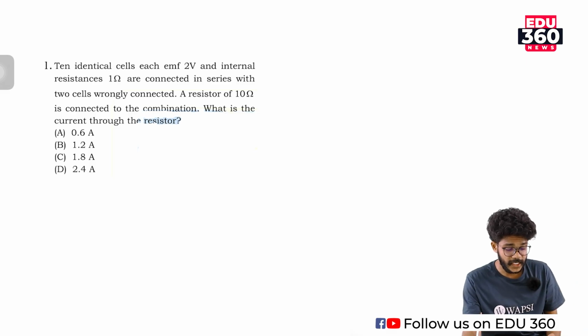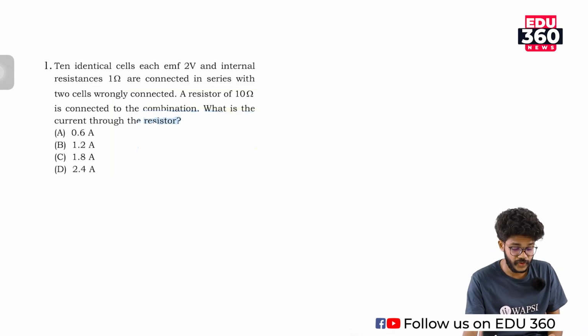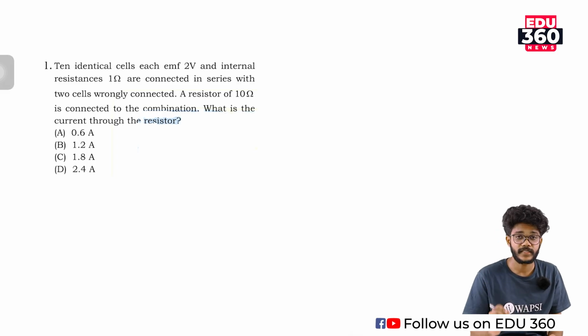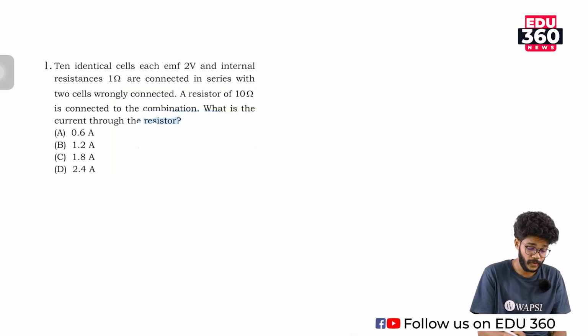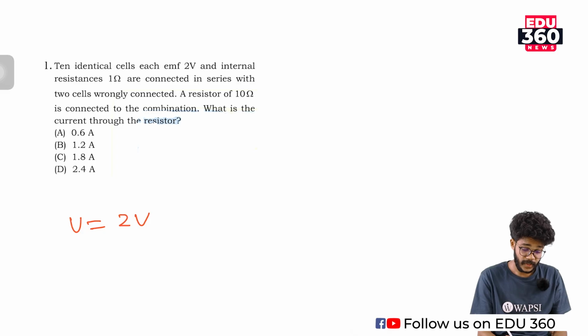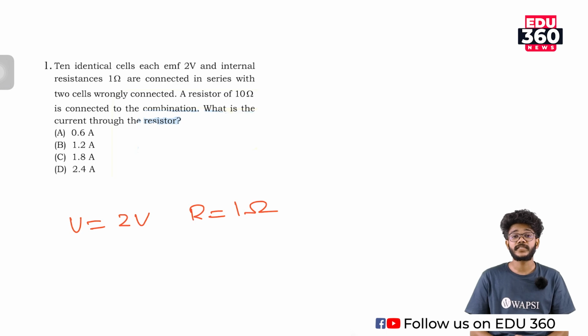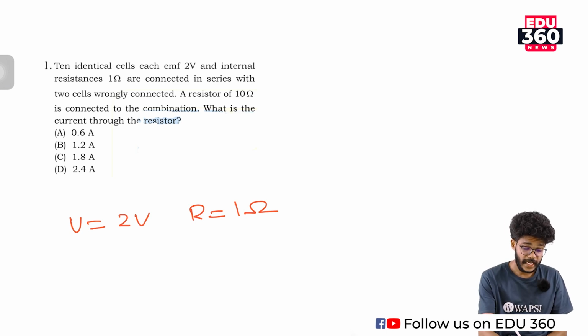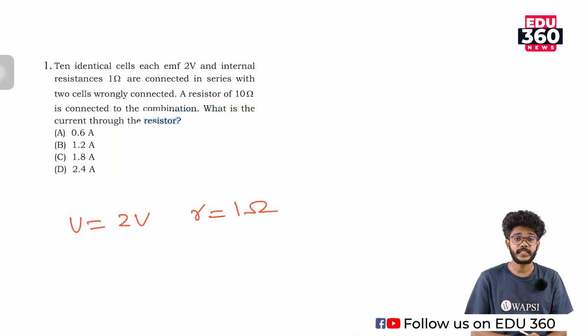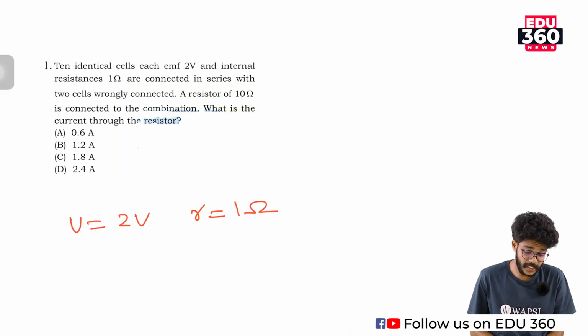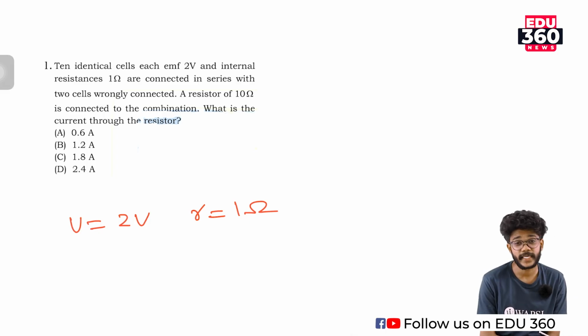First question. 10 identical cells, each EMF 2 volt and internal resistance 1 ohm. That means each cell has a potential of 2 volt and a resistance of 1 ohm. The capital R is to be changed to small r because it is internal resistance. They are connected in series with two cells wrongly connected.